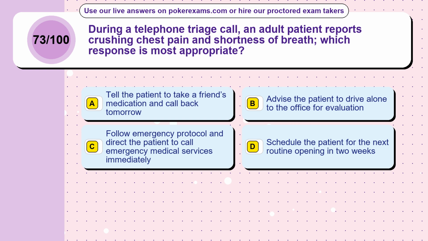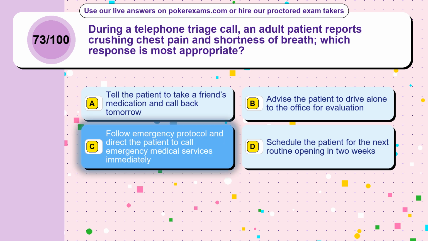Question 73. During a telephone triage call, an adult patient reports crushing chest pain and shortness of breath. Which response is most appropriate? Option A. Tell the patient to take a friend's medication and call back tomorrow. Option B. Advise the patient to drive alone to the office for evaluation. Option C. Follow emergency protocol and direct the patient to call emergency medical services immediately. Option D. Schedule the patient for the next routine opening in 2 weeks.